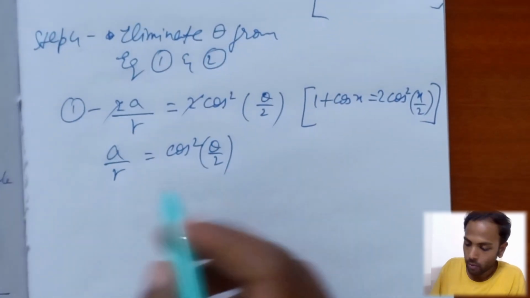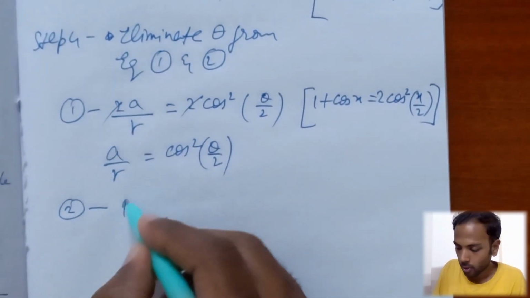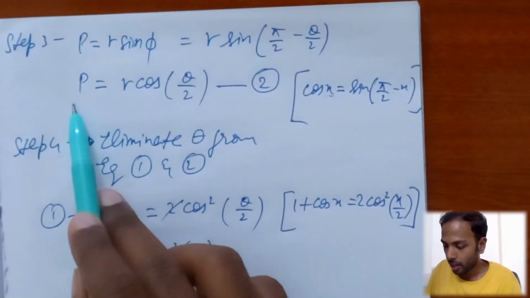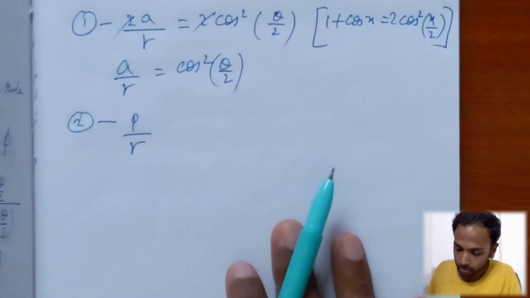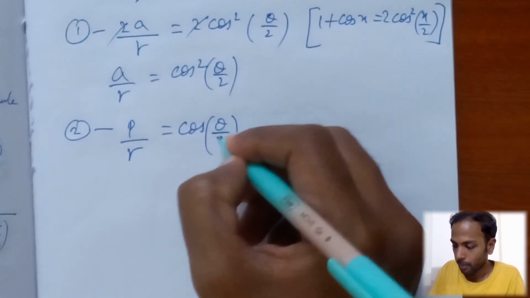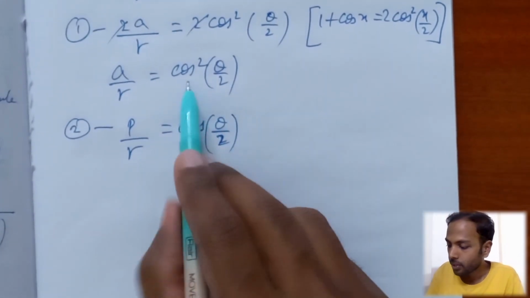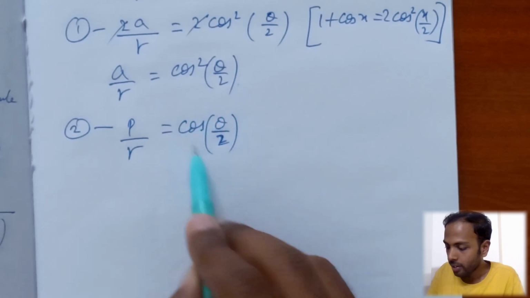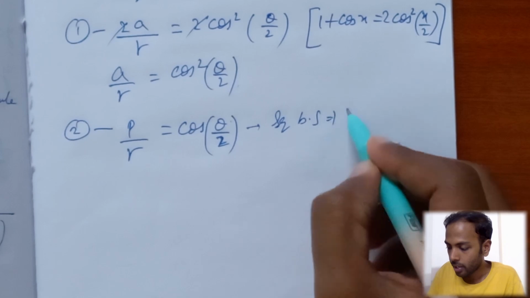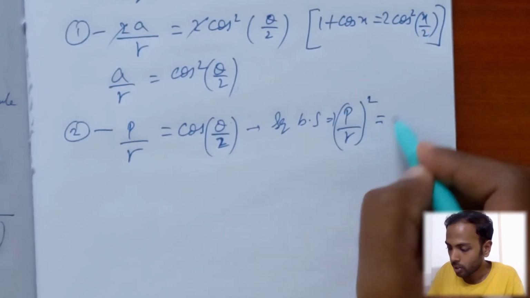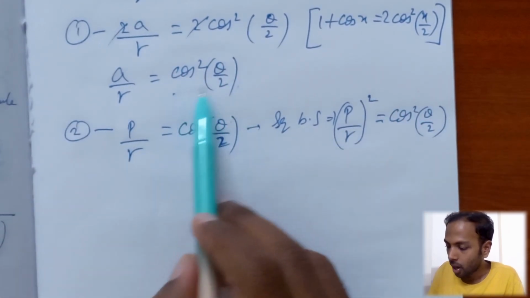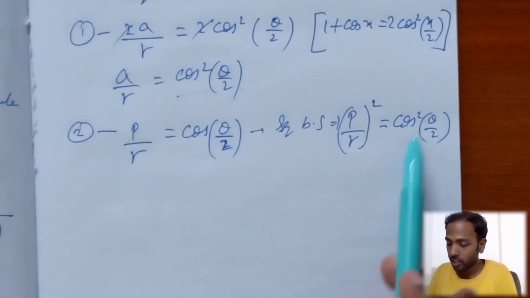Then moving on to equation 2. I'm taking r in the denominator, so p by r will be equal to cos of theta by 2. Am I right? From equation 2, I can get this. Now, can you see here? It's cos square theta by 2 and here it is cos theta by 2. So let me square this on both sides, and I'll get p by r whole square is equal to cos square theta by 2.